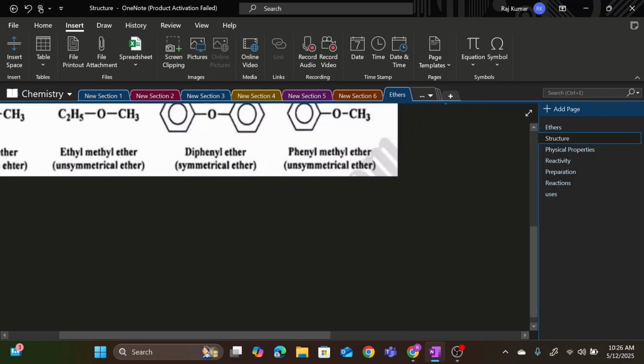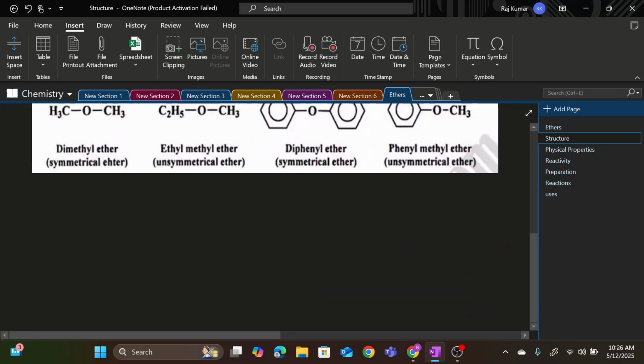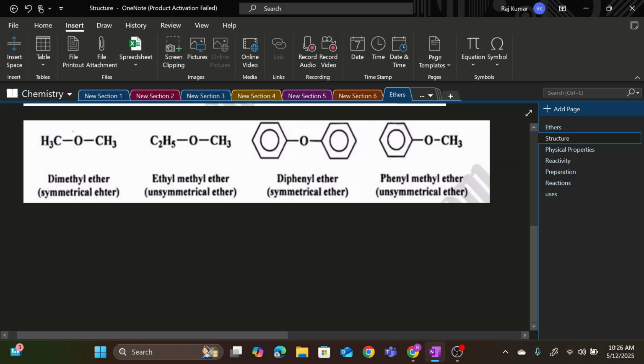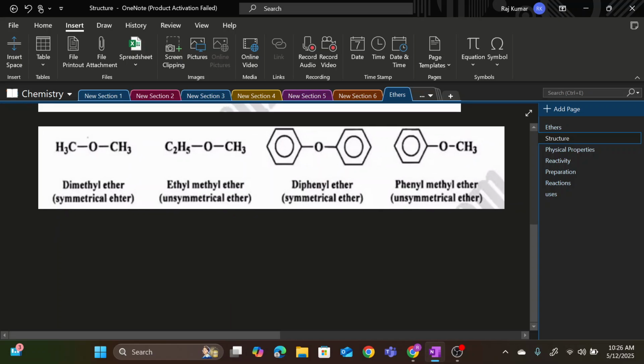Now let's understand a few classifications of ether. Ethers are broadly classified into two major classes: symmetrical ether and unsymmetrical ether. A symmetrical ether is one in which both ends of the ether are identical. For example, with a benzene ring on each side, it is diphenyl ether. With a methyl group on each side, it is dimethyl ether, which is a symmetrical ether. While there are unsymmetrical ethers as well.